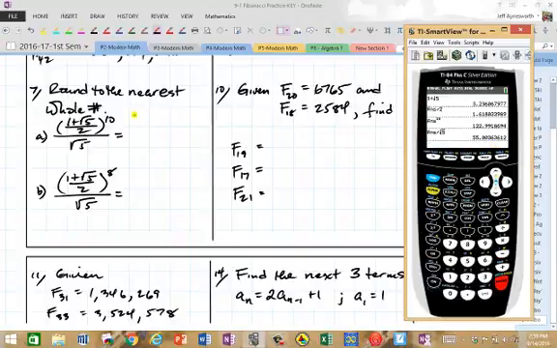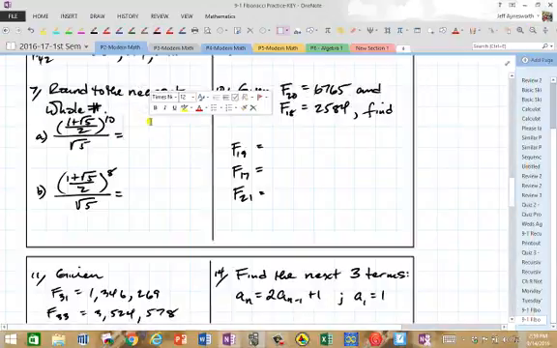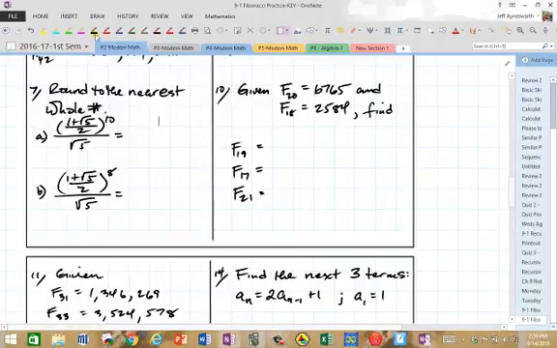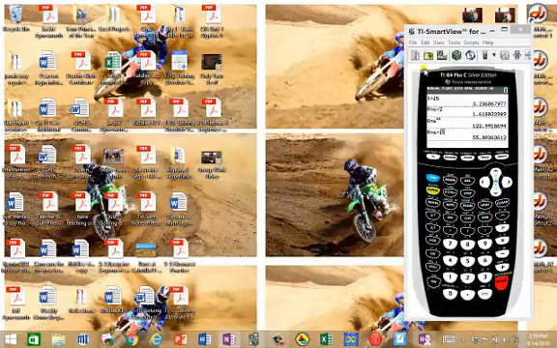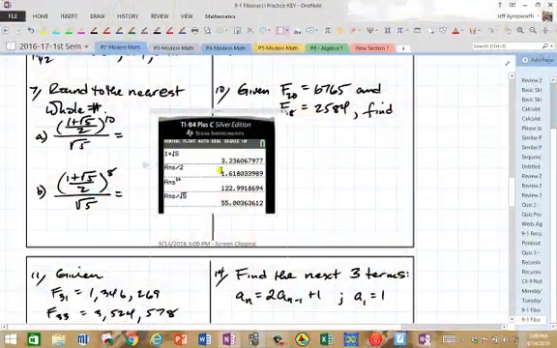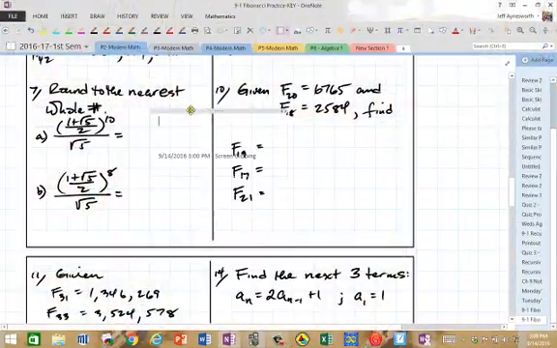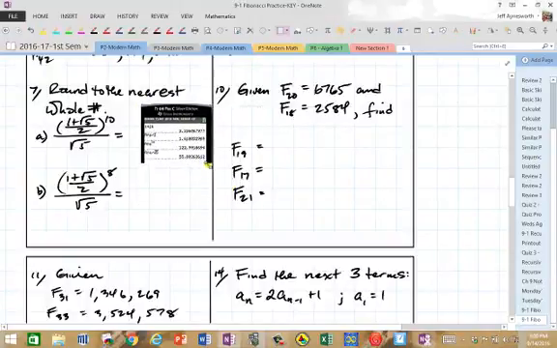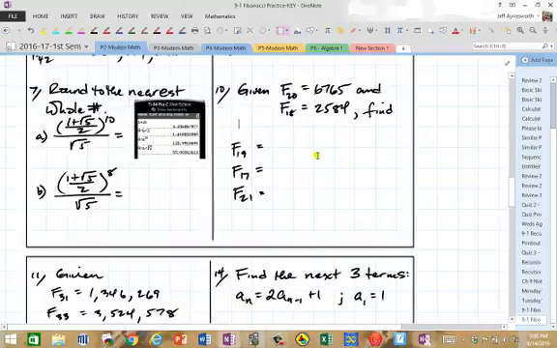Okay, so let me capture this here. So far my answer is 55.0036, but I said round it to the nearest whole number. So my answer is 55. Okay, so this is equal to 55. You got to round it to the nearest whole number.